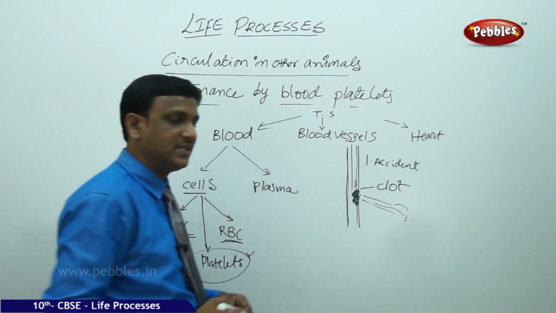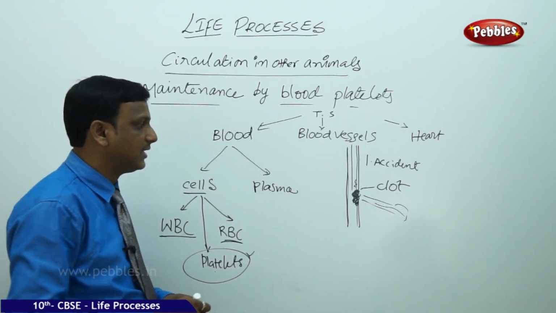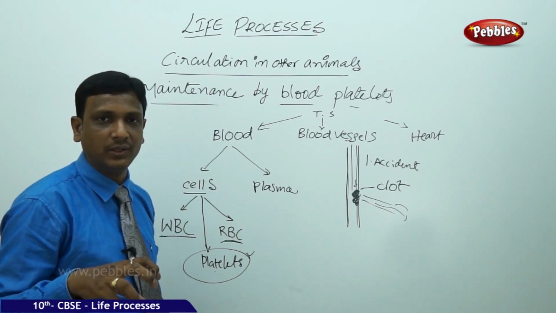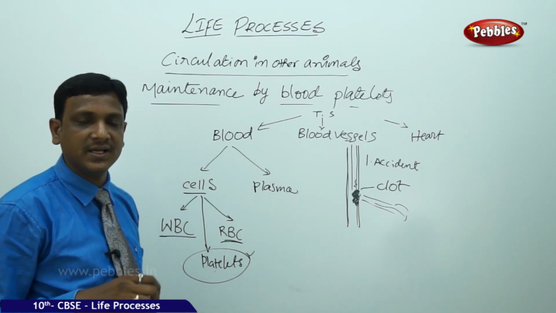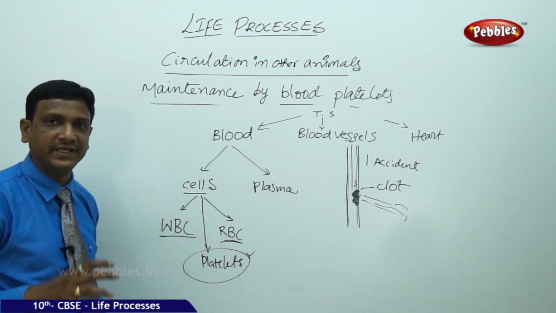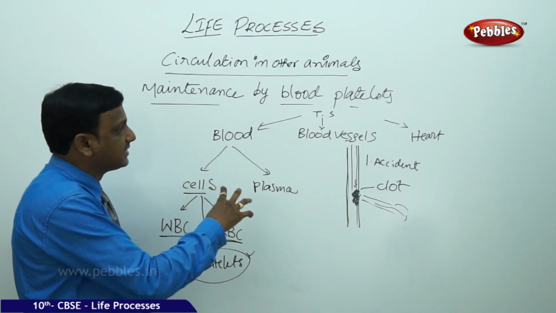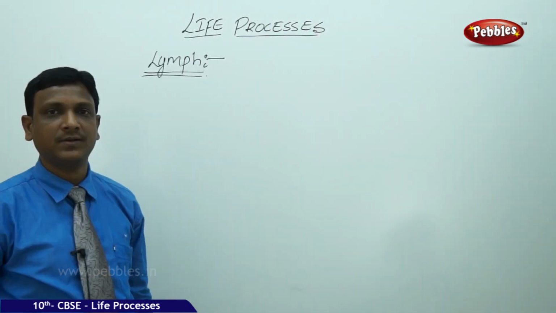So clotting is a physical as well as a chemical reaction which will stop the bleeding. They will block the damage that happened to the blood vessel. They will control the flow of the blood. So platelets help in the repair mechanism of the blood vessels.